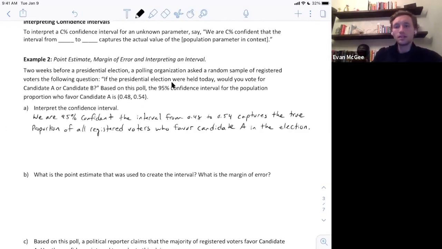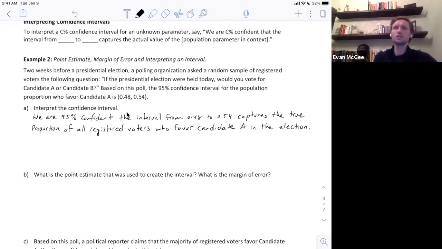Okay, again, they tell us that the 95% confidence interval is for those who favor candidate A. So that's why the population parameter we're interested in is the proportion who are favoring candidate A. We're using the sample that they took to estimate the population proportion, which is unknown, the actual proportion who favor candidate A. All we have is the sample that they took and asked who they favored. So they're using this to estimate the overall population.